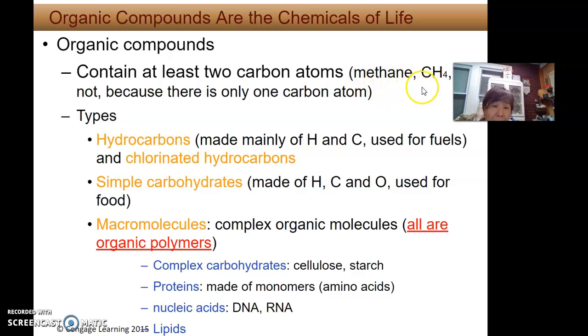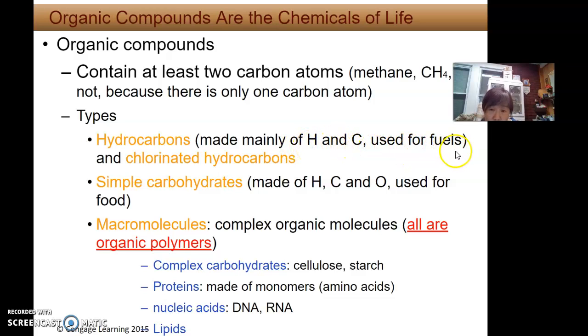When you look at methane, it is an organic molecule. This one is an exception, although it only has 1 carbon. But all the other organic compounds need to have carbon-carbon bonds. Some organic compounds we mention frequently are hydrocarbons, which are mainly made of hydrogen and carbon.